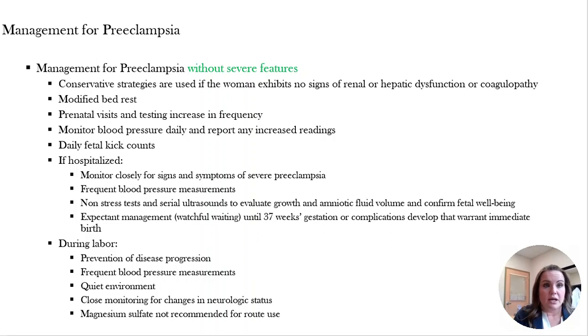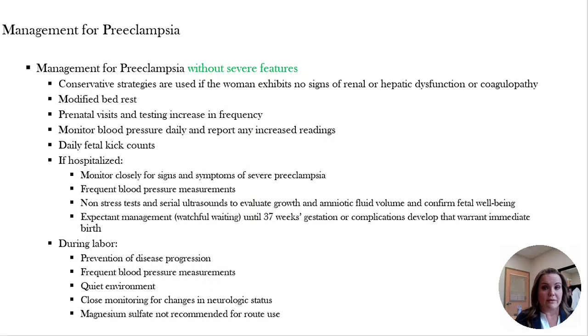So when we talk about preeclampsia, there's two types. It can either be preeclampsia without severe features or preeclampsia with severe features. We manage them much differently. So preeclampsia without severe features kind of is exactly what it sounds like. We have the diagnosis of preeclampsia, but it's not severe yet. The damage to the organs is not bad yet. We know there's some involvement, but it's not severe.